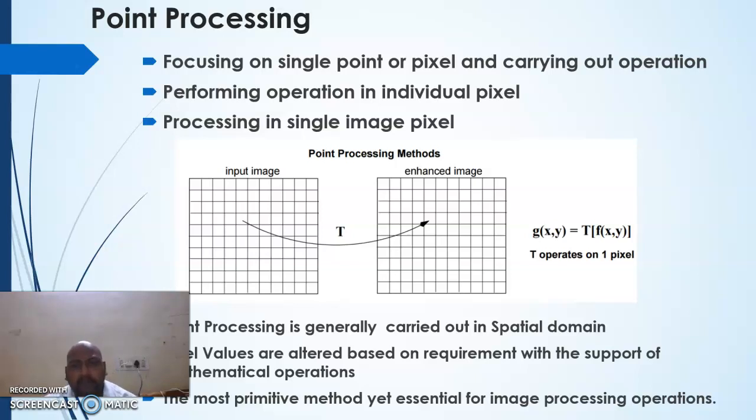Point processing means processing each and every pixel in an image. Each and every pixel in an image, we will say it as single point or pixel processing. It is a direct approach of processing the image in the spatial domain itself.